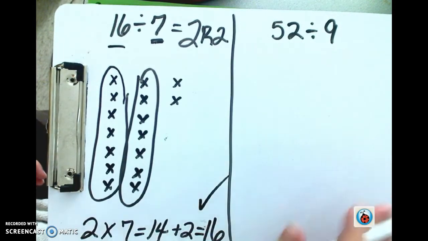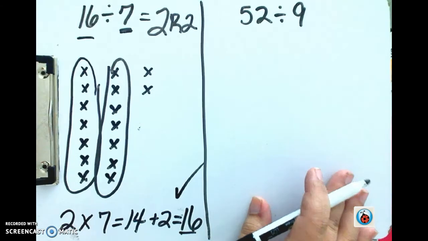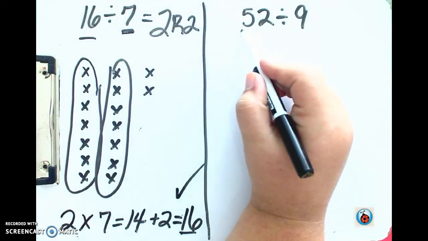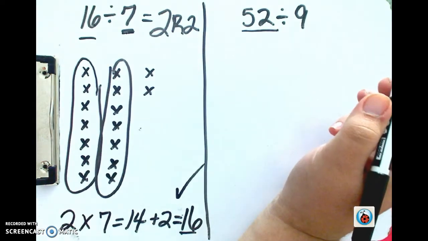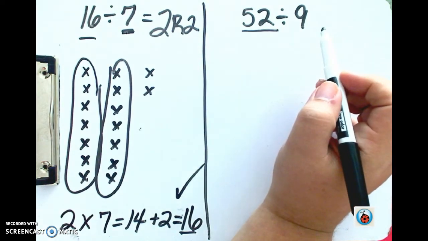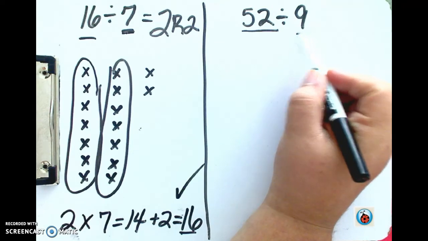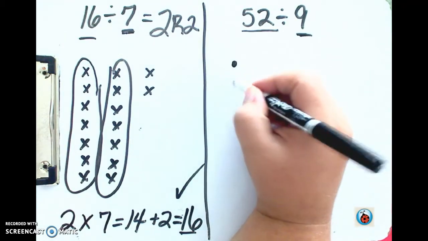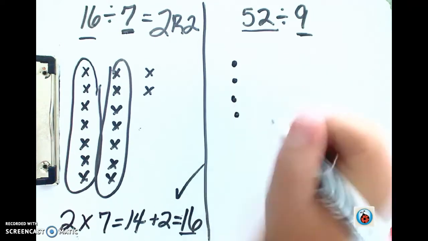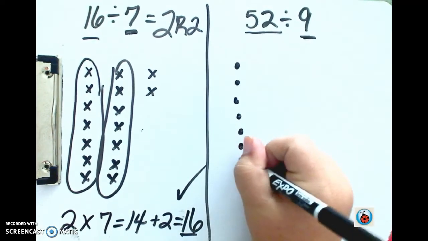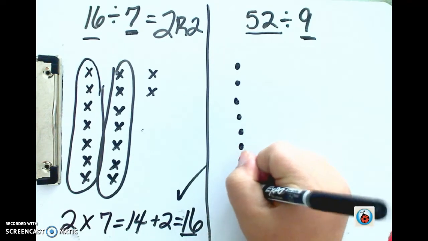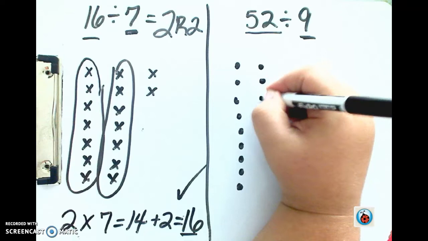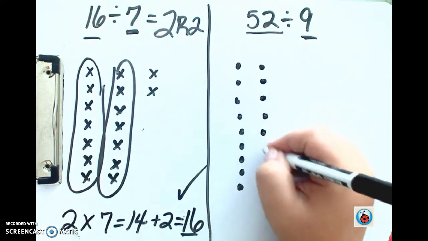Yes, very good. For this one, I'm going to use dots because I notice a lot of you are starting to use dots. How many total dots do I need to draw, everyone? 52. And how many are in each group? 9. All right, so let me start. 1, 2, 3, 4, 5, 6, 7, 8, 9. Let's not count with me only because in my head it's going to sound a little bit different.